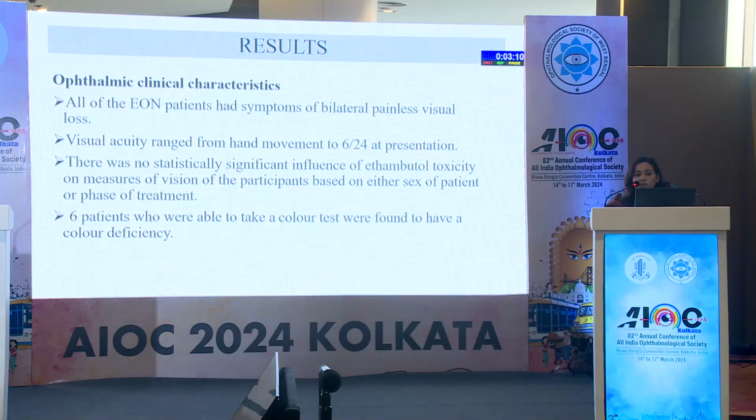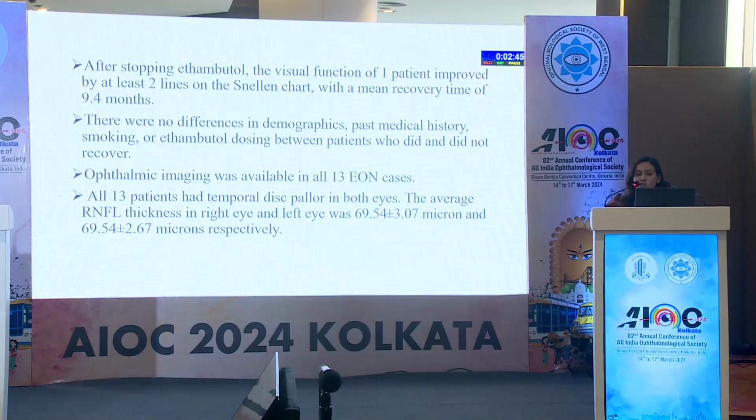The results were: all of the patients had bilateral painless vision loss, and the visual acuity ranged from 6/24 to hand movement close to face. No correlation with gender or age was found. 6 of the 13 patients who had ethambutol-induced optic neuropathy were found to have red-green color deficiency. After cessation of ethambutol, only 1 patient was found to have visual acuity improvement of 2 lines on Snellen's chart, with a mean recovery time of about 9.4 months. All 13 patients had temporal disc pallor.